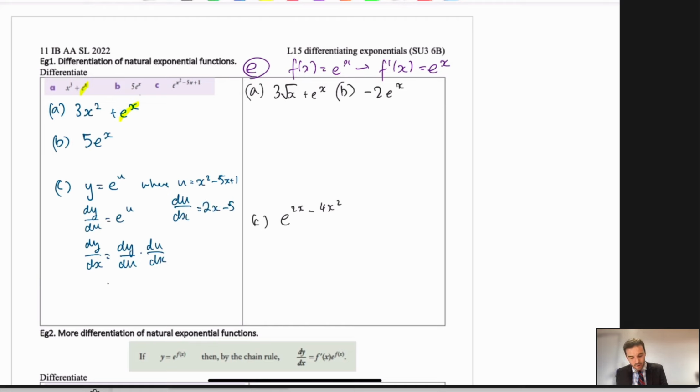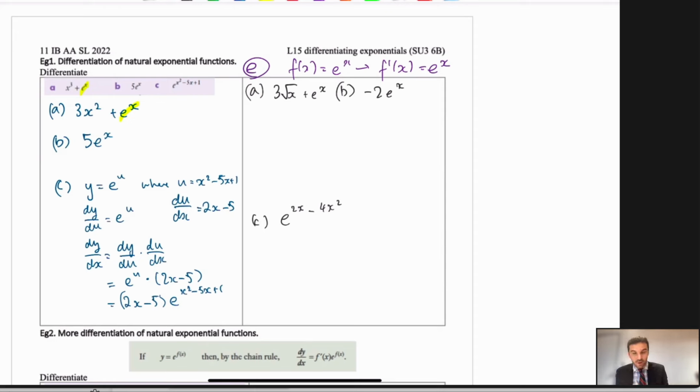So let's put it all together. Dy by du, e to the u, times by 2x take 5, and then we can sub in that u value again. 2x take 5 times e to the power of u, which was x squared take 5x plus 1. Now we do learn a shortcut for how to do that in the next lesson, but for the time being we can use our chain rule to help us handle that. Okay, so we're going to have a go at the your turns now. Have a go at the right hand side, pause the video and press play when you think you've got it, and we'll have a go through.